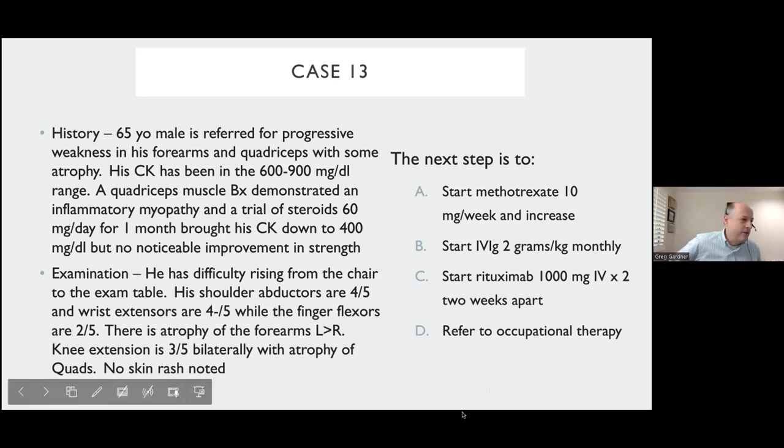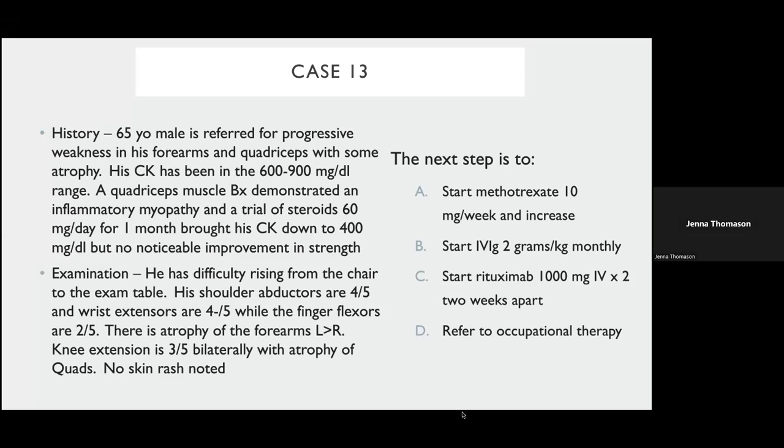Let me know what this diagnosis is. This is a classic presentation of a form of myopathy that they'll love asking on the boards. Anybody know what this is? No takers. Anything in the chat? Nothing in the chat. Actually, someone says inclusion, meaning inclusion body myositis. Yes, awesome, that's great. So this is a classic case of inclusion body myositis.